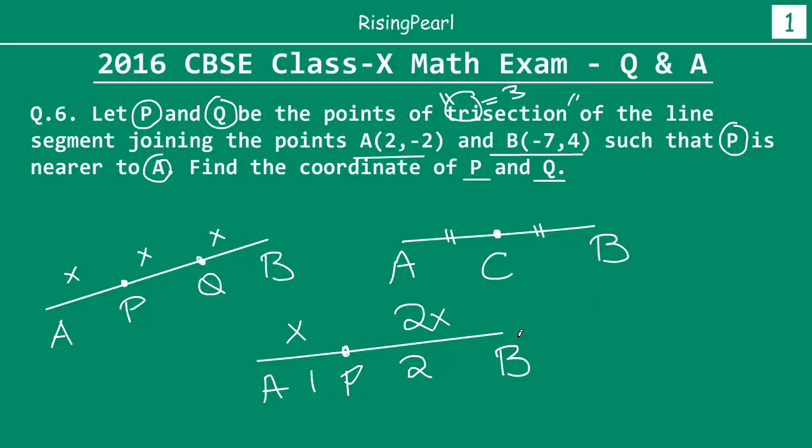Similarly, when we consider point Q, let's imagine again this is A, this is B, and P is somewhere here and Q is over here. So this is P and this is Q. When we look at Q, AQ is actually 2X and QB is X. So the ratio here is 2:1. We will keep this in mind as we solve the question.